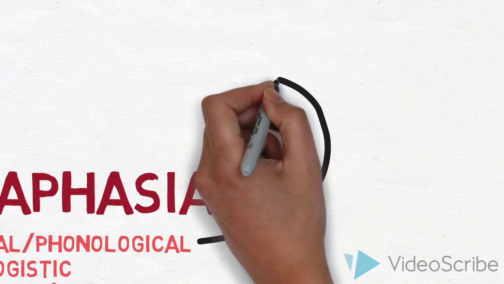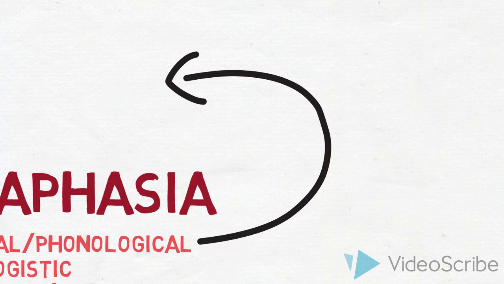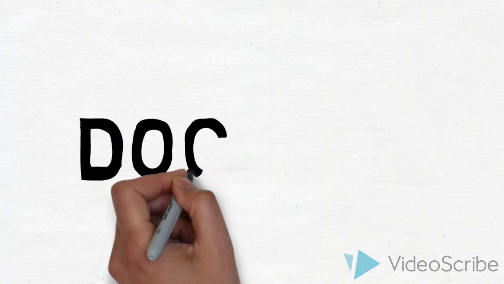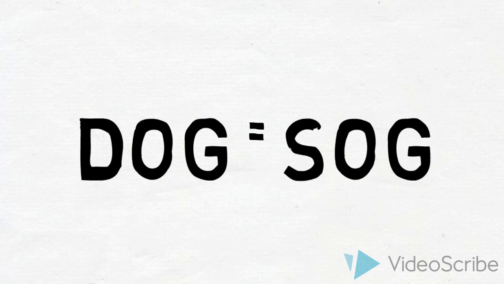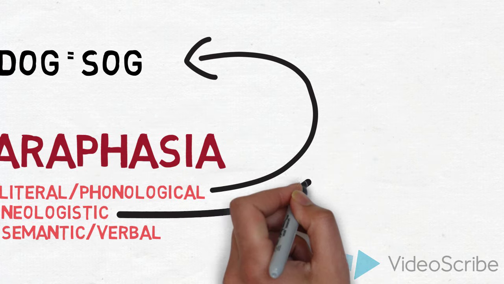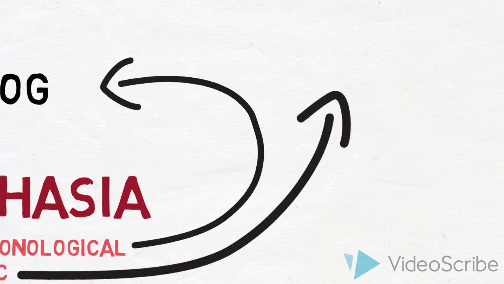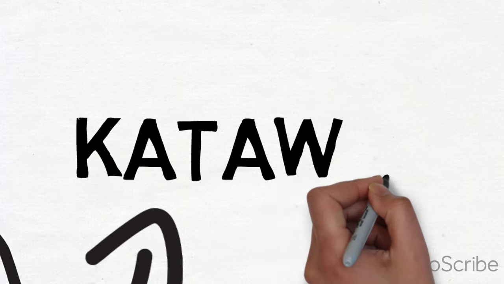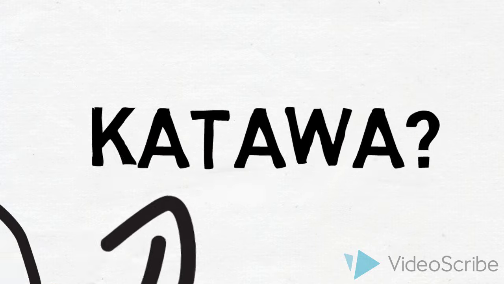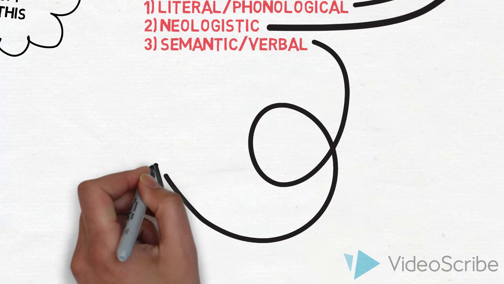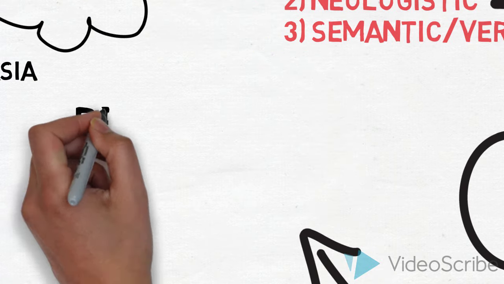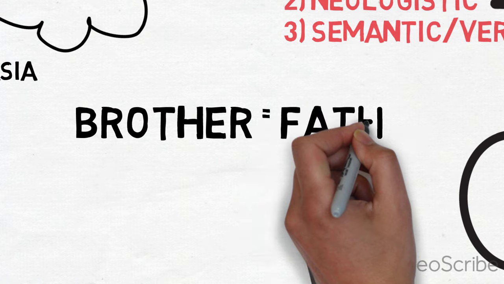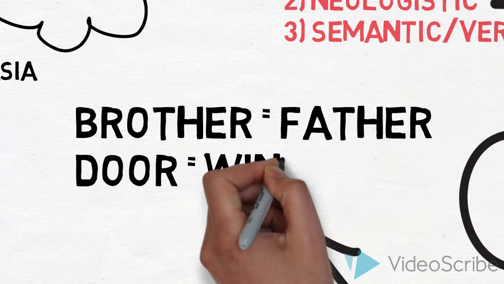Literal or phonological paraphasia occurs when a person mixes up sounds of words. For example, "sog" for "dog." Neologistic paraphasias are made-up words. For example, "catalog." Verbal paraphasias are word substitutions. For example, this person may say "father" for "brother" or "window" for "door."